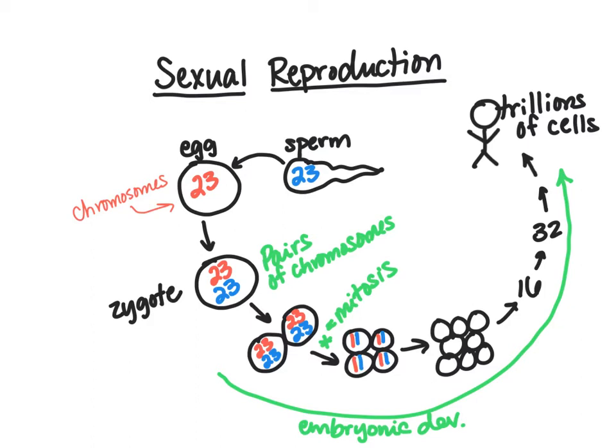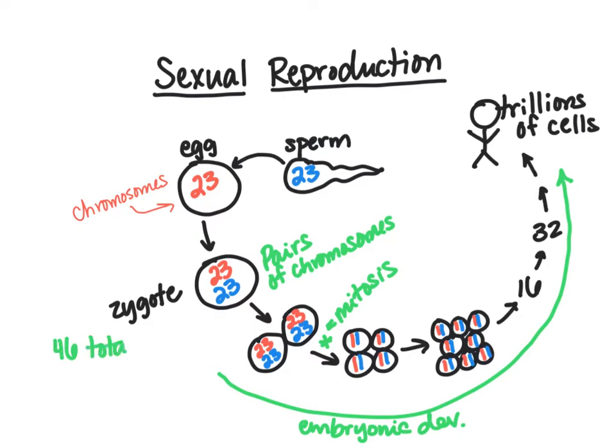So every single cell has a complete set of chromosomes. Same thing with the next round of mitosis. All of these cells are going to have 23 pairs of chromosomes, or 46 total chromosomes. And this keeps happening. So essentially every single cell in your body has a complete set of the genetic material that you got from your parents. So all of the cells in your body have 46 total chromosomes.